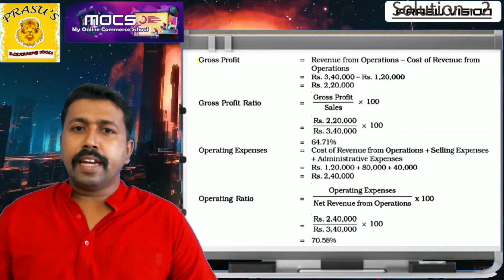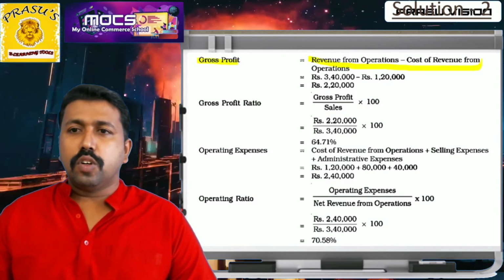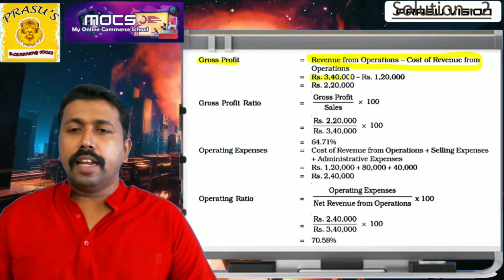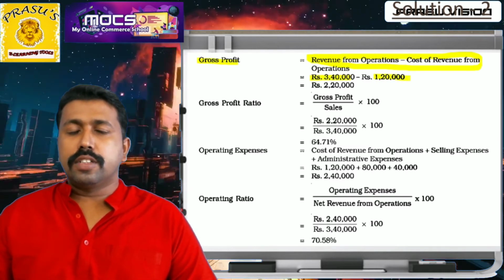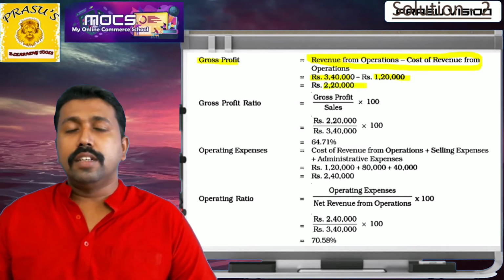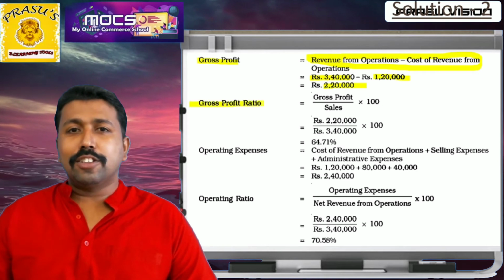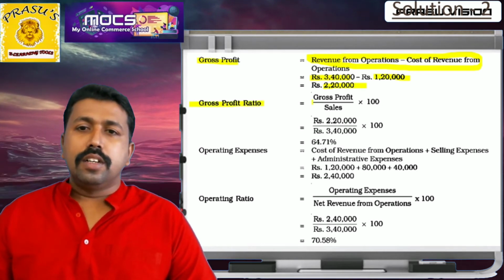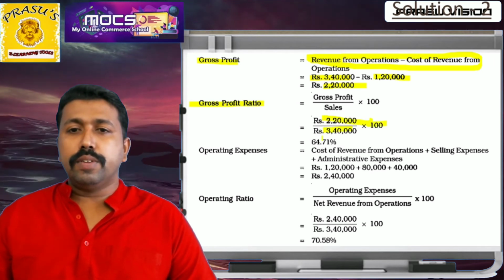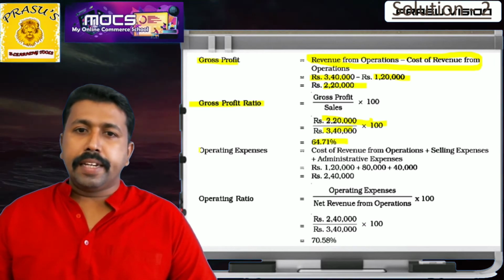Gross profit can be directly calculated using the equation revenue from operation minus cost of revenue from operation. 3,40,000 minus the cost 1,20,000, the difference 2,20,000, is the value of gross profit. So we can directly apply the equation: gross profit ratio is equal to 2,20,000 divided by 3,40,000 into 100. We will get 64.71%.